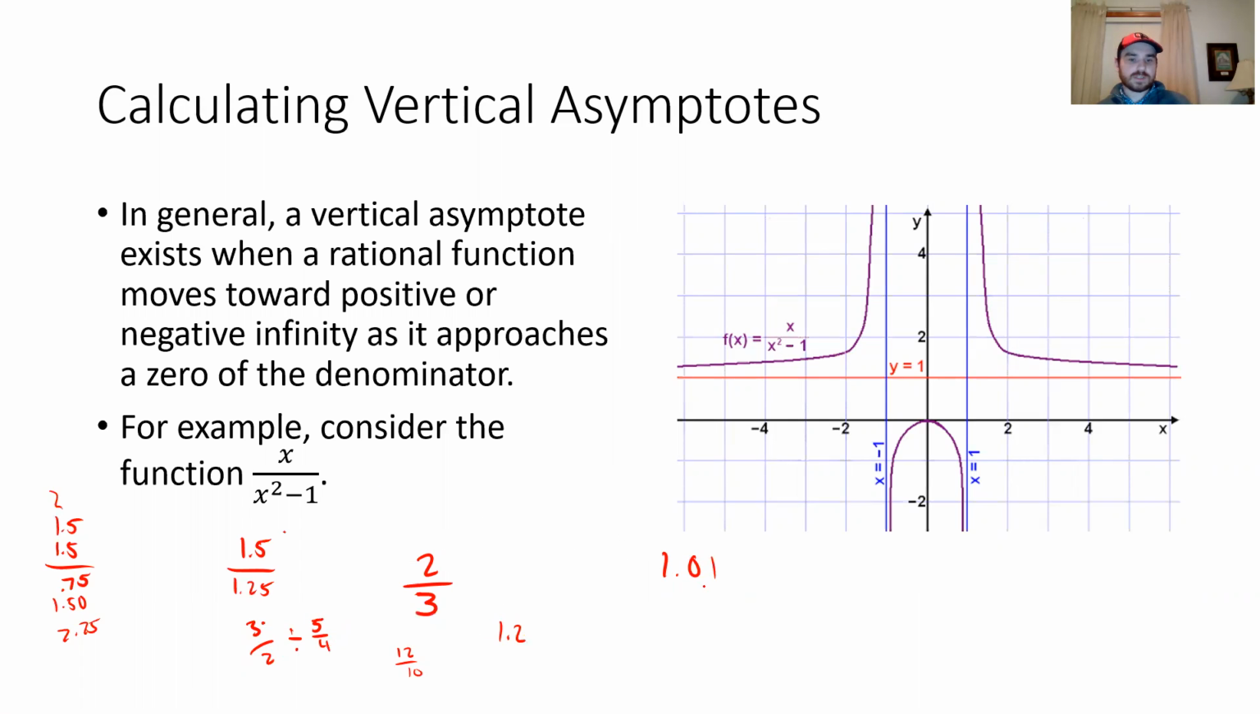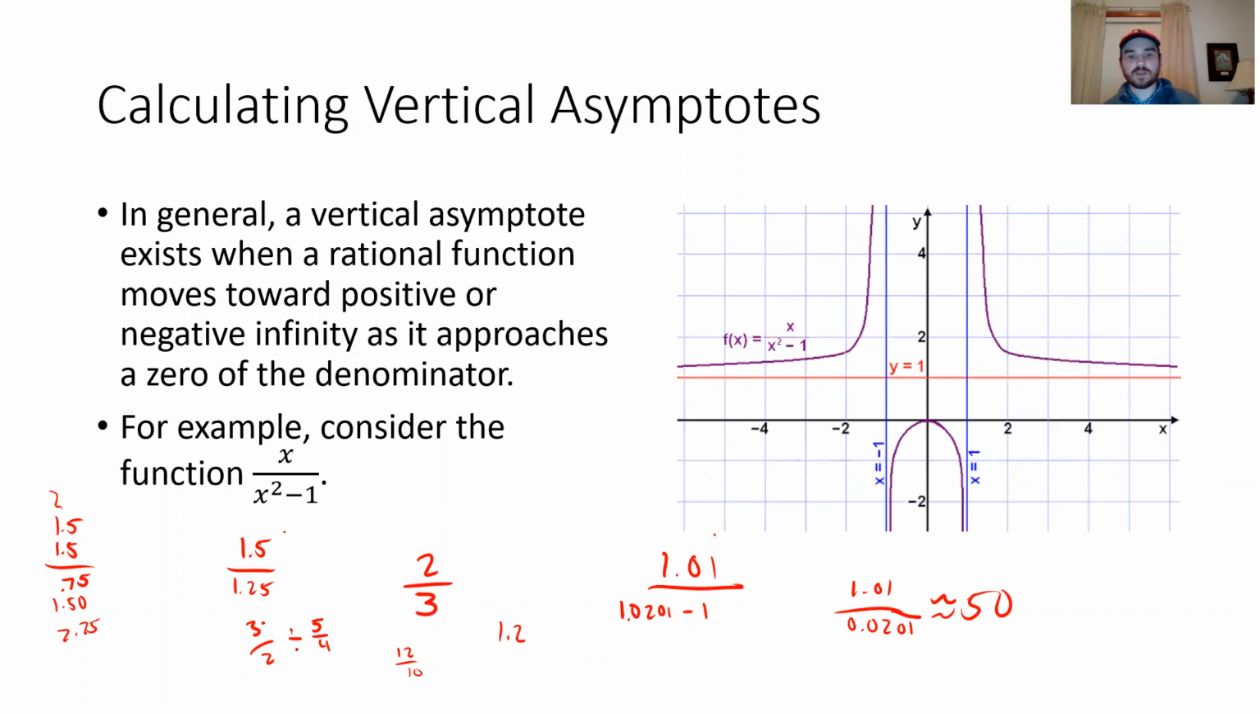And then let's say we put in 1.01. We'd have 1.01 over, what is 1.01 squared? Let me just use a calculator. So we'd have 1.01 over 1.0201 minus 1. This is 1.01 over 0.0201. So this is already equal to about 50.